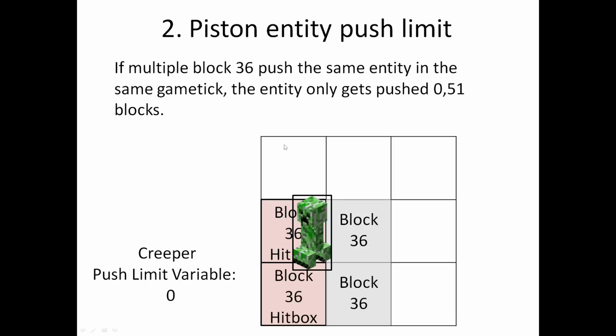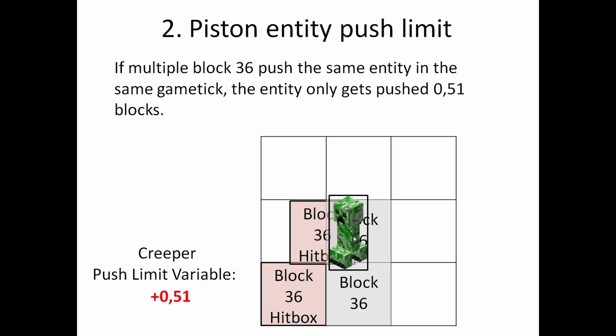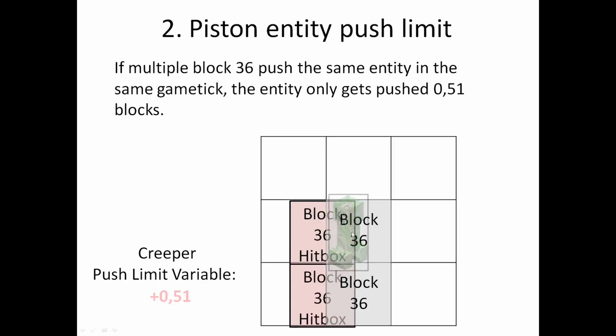So here we have a nice PowerPoint slide. If you have multiple block 36 pushing an entity in the same direction, because there's a push limit variable for every direction, then what will happen is the first block 36, when it gets processed, will be able to push the entity along. But when the second block 36 tries to push the entity, it will not be able to, because the entity already has a push limit variable of 0.51. And at that point, the next block 36 can no longer push the entity.